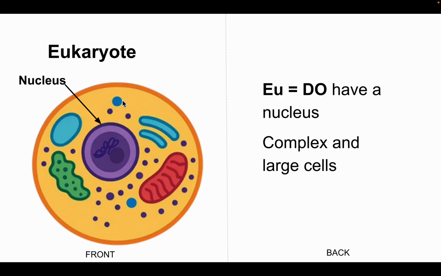Our next card is eukaryote. Eukaryotes do have a nucleus. They are complex and large. There's much more inside this cell. When you're drawing your picture, make sure that you label the nucleus, this big purple circle where the DNA is kept.